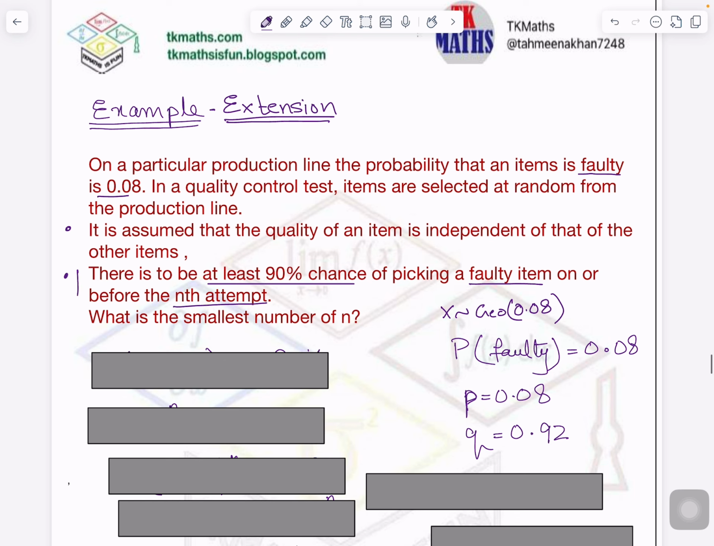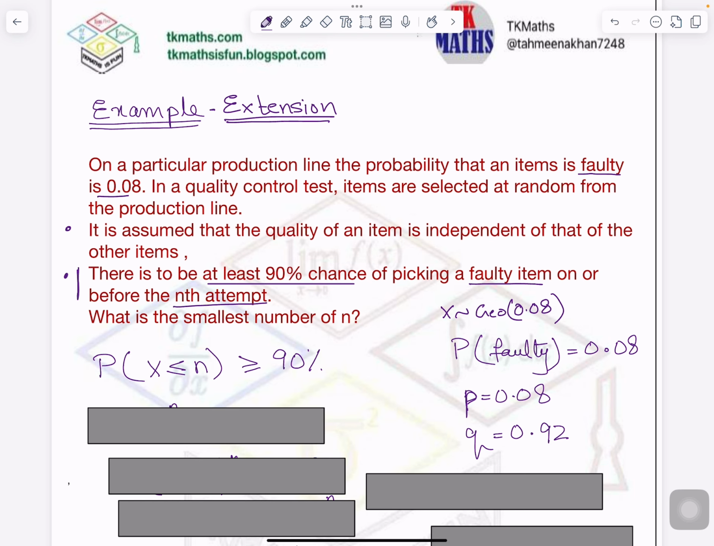Now you have to change these words into mathematical form. So I will show you how to change it. This is the meaning of it. When it says on or before, maybe the first time you pick up the faulty item, maybe the second time, maybe the third time, first 2 times no, as we have seen in the previous videos. So it is saying nth attempt. So that smallest value of n we have to find out, so that the probability is greater than or equal to 90% to pick up the faulty item.